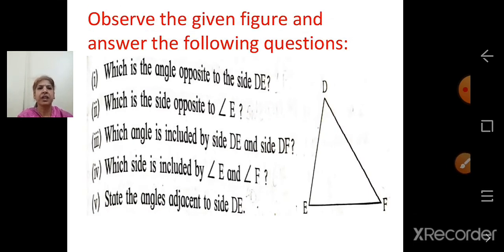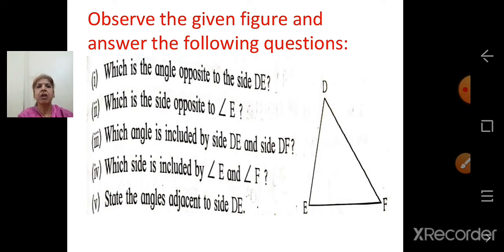Now observe the given figure and answer the following questions. So it is the given triangle, triangle DEF. And what you have to do, children? You have to write only answers in your book. So you all are ready with your book, pen, okay? So write the answers. First one, which is the angle opposite to the side DE? So you can write 3-letter name also, you can write 1-letter name also.